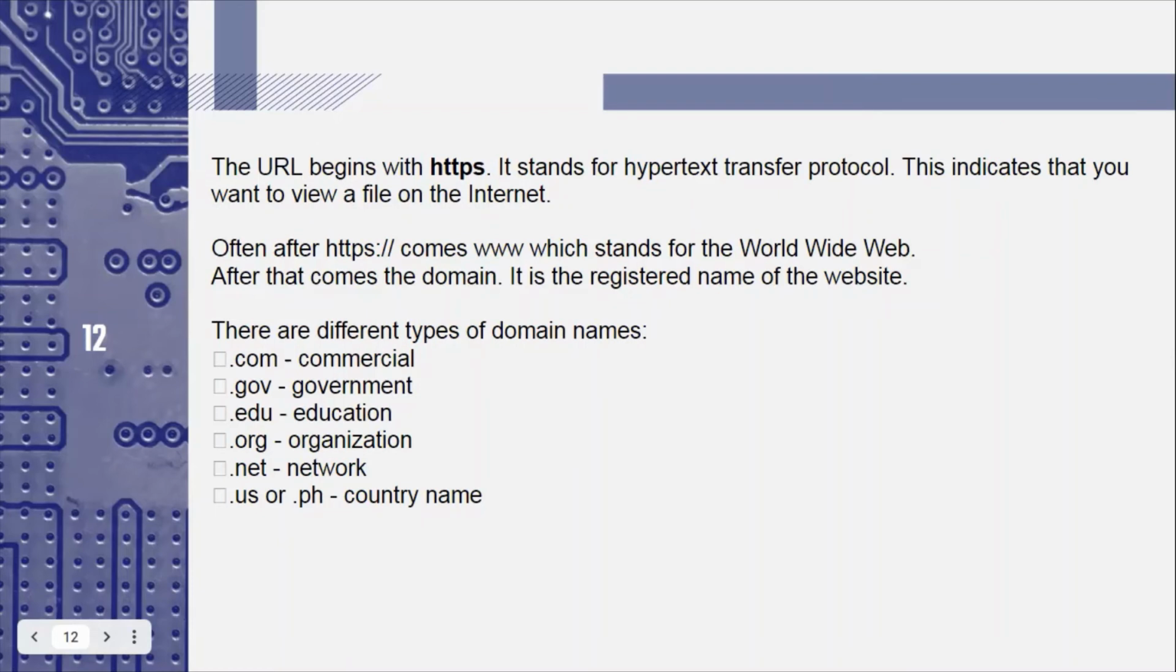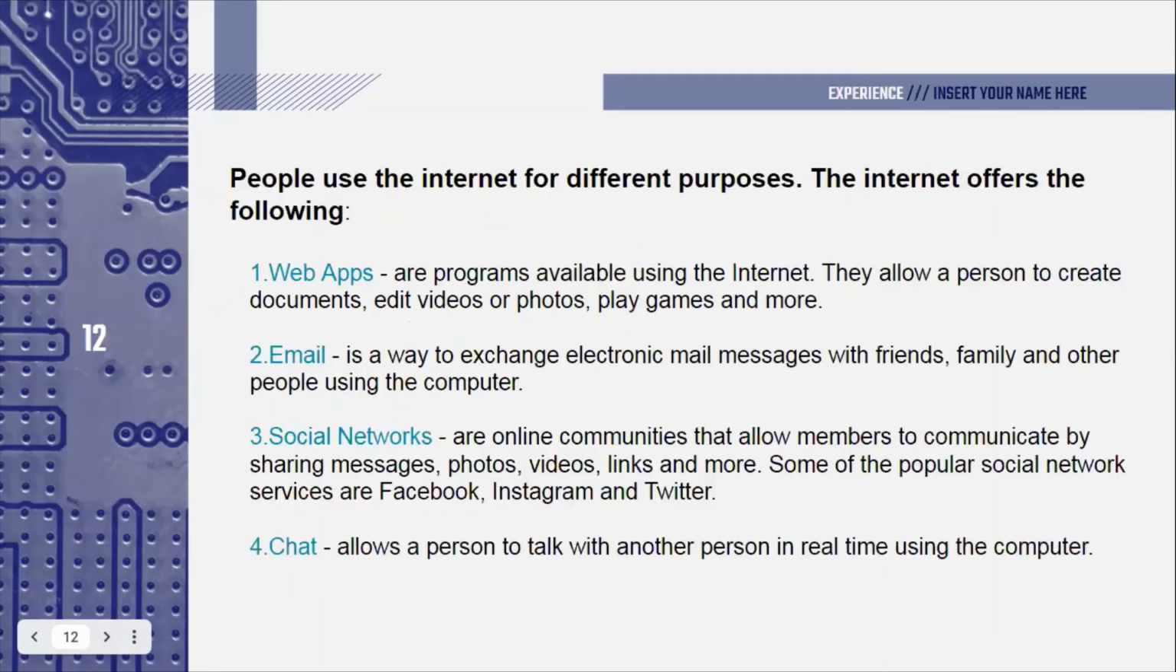So there are different types of domain. The .com is for commercial purposes. The .gov is a website for the government. The .edu, which is the one that we're using here in our school, is used for education. The .org is used for organizations. The .net is for networks. The .ph is for the Philippines, so right now, here in the Philippines, we use the .ph.